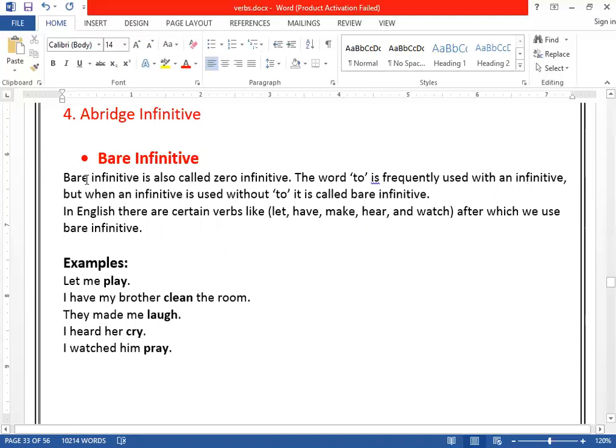Bare infinitive is also called zero infinitive. You can also call it zero infinitive. The word to is frequently used with an infinitive, but when the infinitive is used without to, it's called bare infinitive. We can call it without to infinitive.